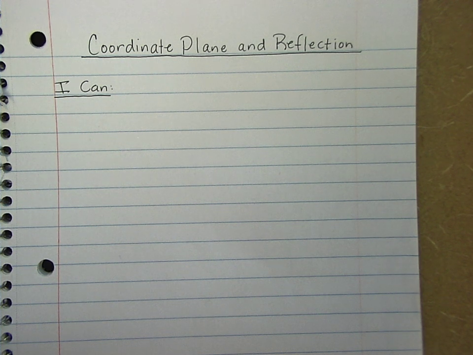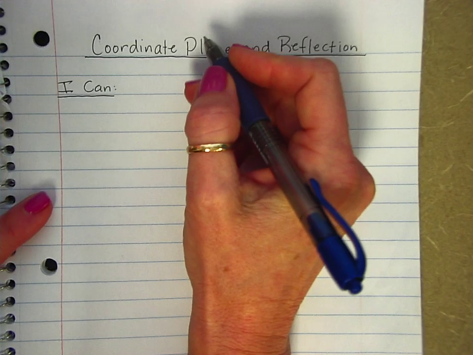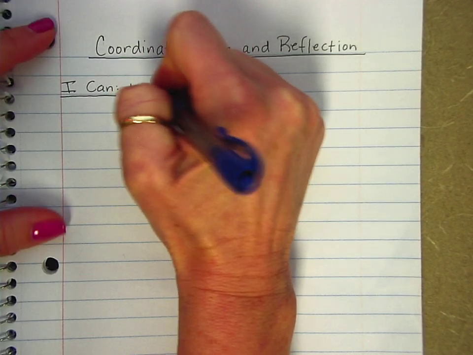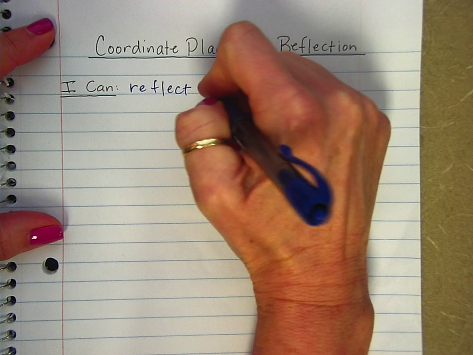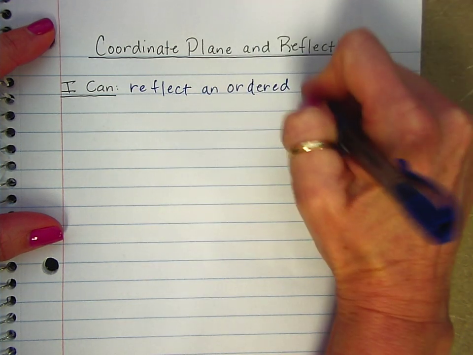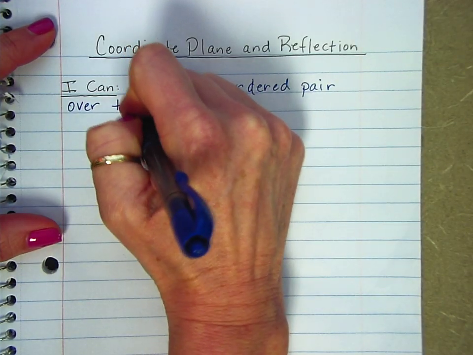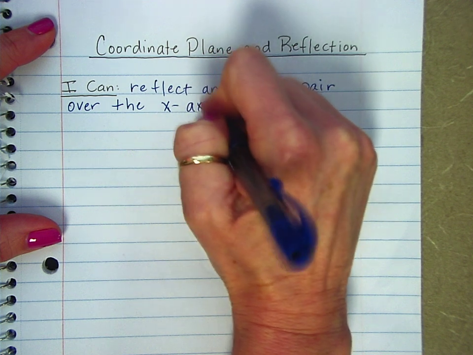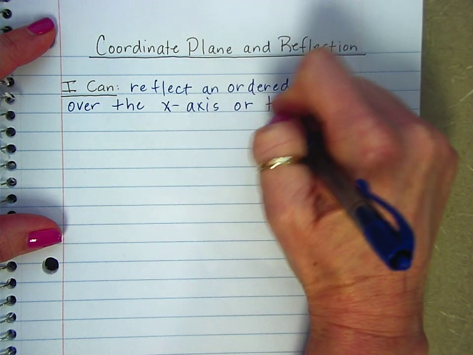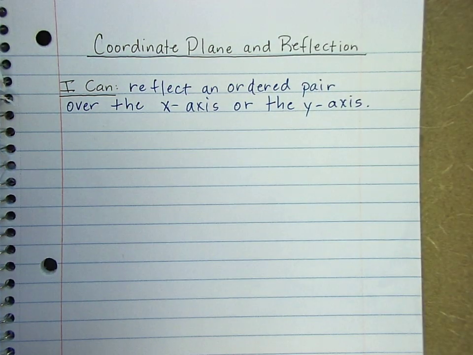All right, sixth graders, we're going to talk today about the coordinate plane and reflection. Our I can statement is: I can reflect an ordered pair over the x-axis or the y-axis. I can reflect an ordered pair over the x-axis or the y-axis.